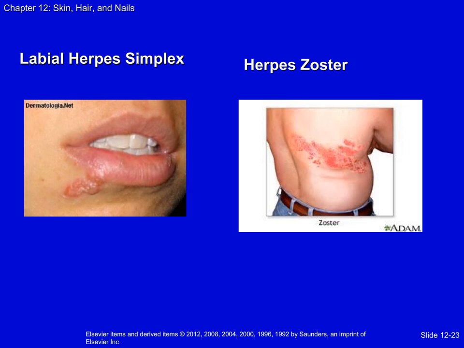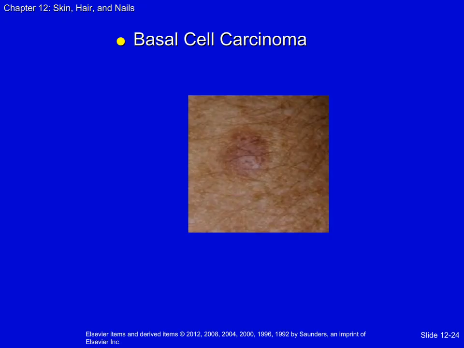On your right, you have shingles caused by the varicella zoster virus, the same virus that causes chickenpox. After a person recovers from chickenpox, the virus remains in the body in a dormant, inactive state and can be reactivated as shingles later in life.